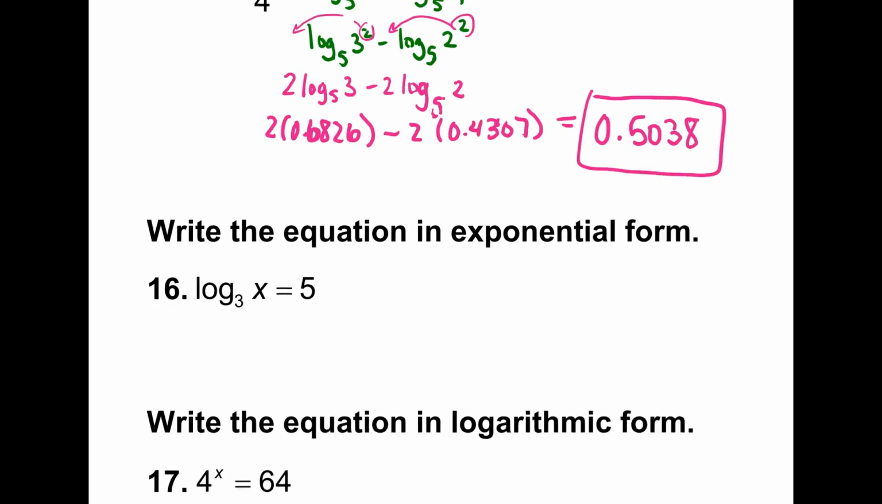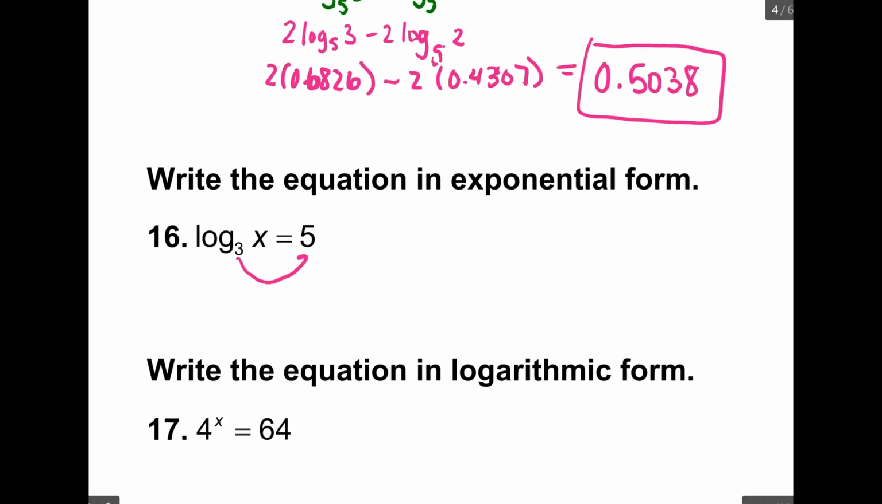Write the equation in exponential form. So you go from the base to the exponent. This is 3 to the 5th equals x. And that's it. That's an exponential form.